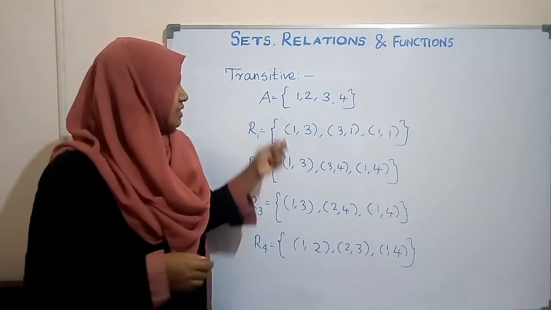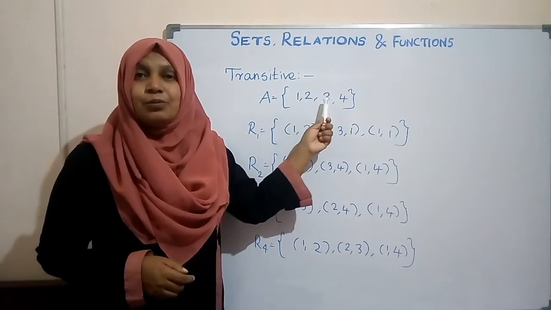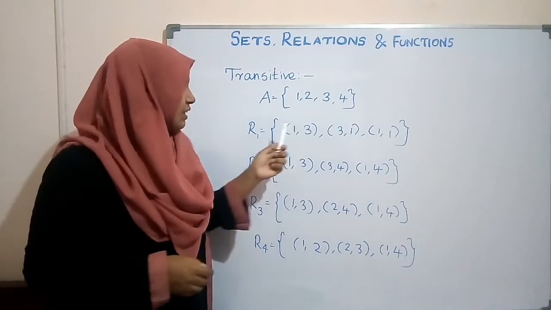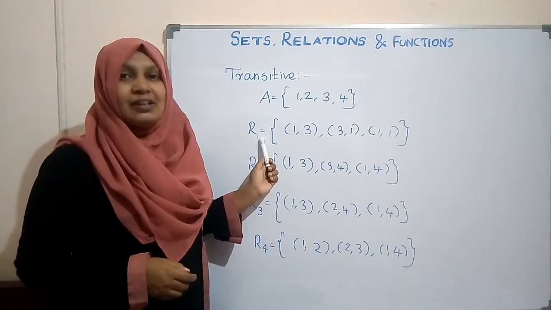Okay, consider the set A is 1, 2, 3, 4 and the first one is the relation R1.